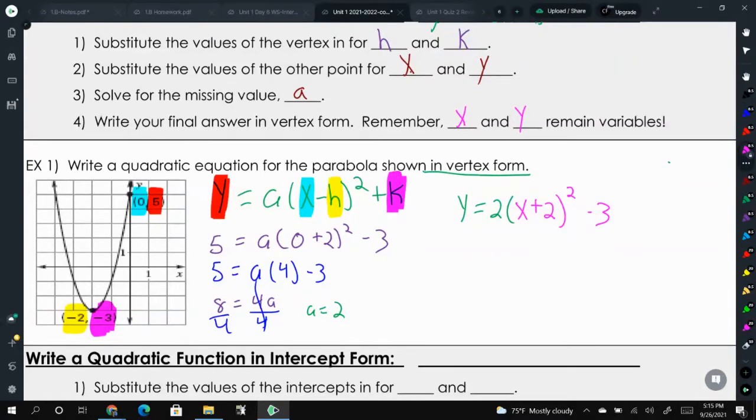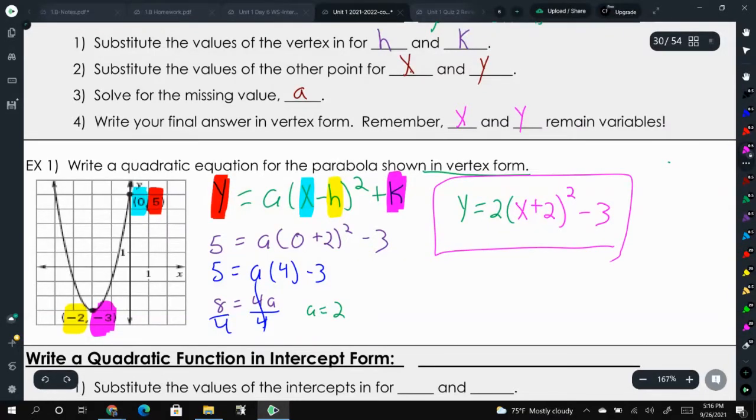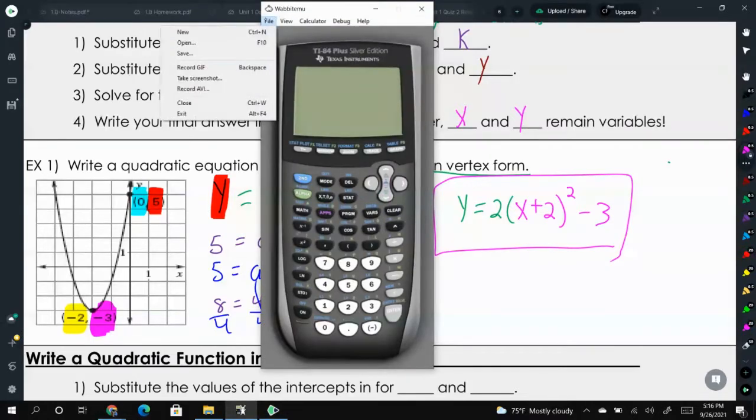So what we did was we took our h and k value for the vertex, we took an x and y value from the point they gave us, and then we plugged that into the vertex form and solved for a. What you could always do is double check your answer here. You could graph this in your calculator and see if you plug in 0 for x, do you get 5 for y? So I guess I can show you what that looks like real quick.